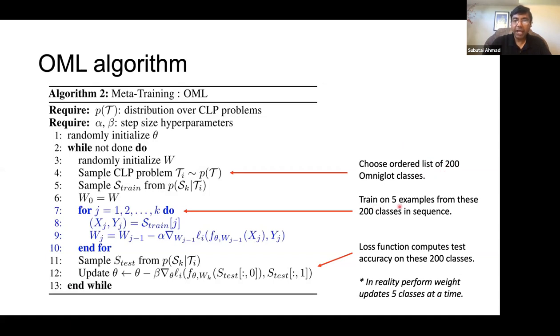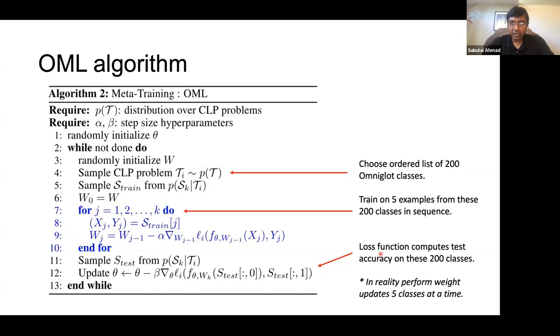Then they train on 5 examples from each of these 200 classes. So that's going to be 1,000 examples in a row. Okay, so 5 from class 1, 5 from class 2, 5 from class 3, and so on. And these are trained in sequence in a continuous learning setup. So it's like a 200 head task.